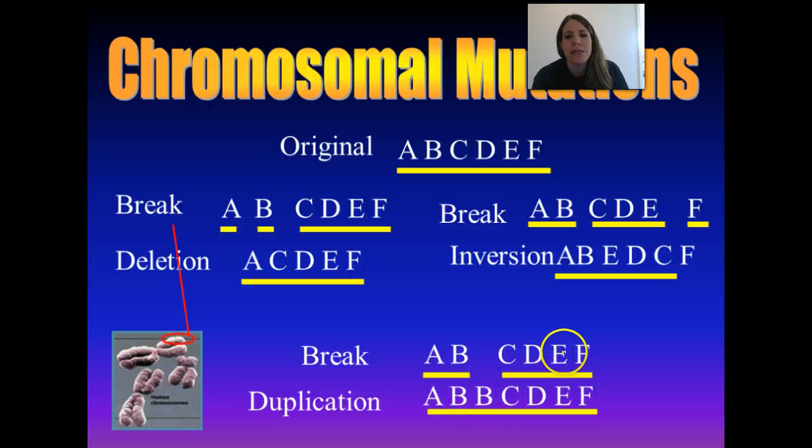So instead of A, B, C, D, E, F, I get A, B, B, C, D, E, F. Well, that, again, is going to produce what's called upregulation, where now I have so many extra copies of the genes that I'm producing so much more protein, and that could be really, really bad for my organism that I'm creating, whether it be a human or a plant or whatever.